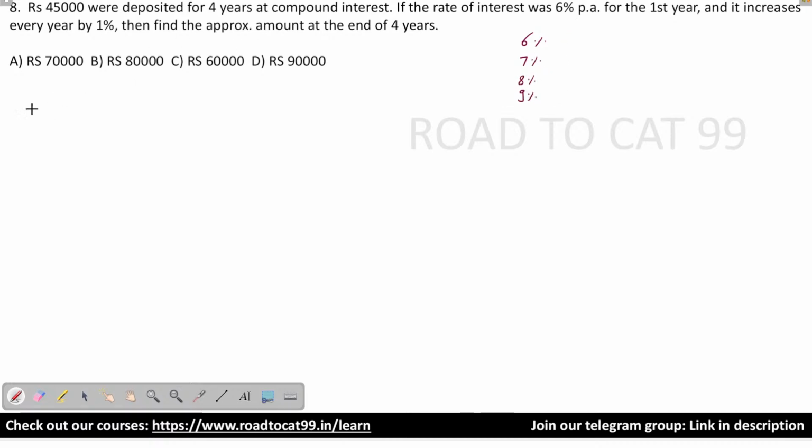So basically you have to do 45,000 into 1.06 into 1.07 into 1.08 into 1.09, right? You have to calculate this value. But directly calculating by multiplication, without the calculator, it will be very difficult, right? It will be very difficult for anyone.